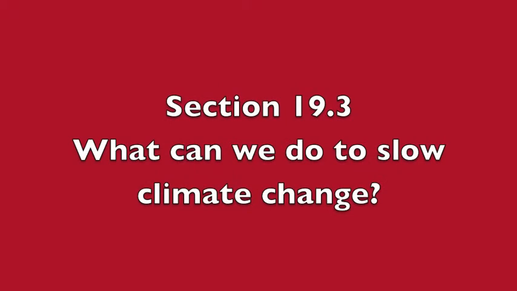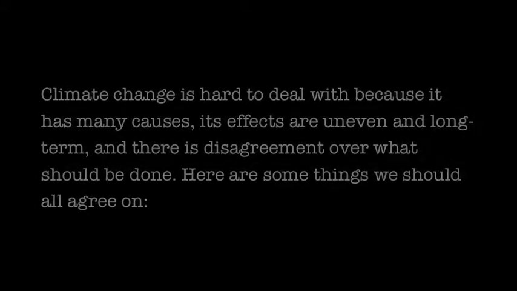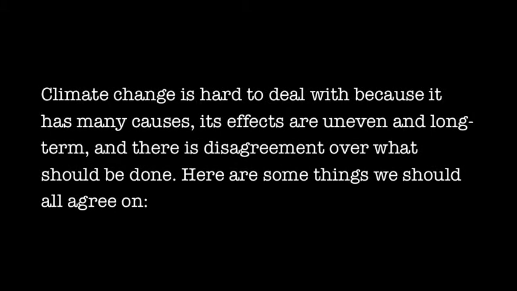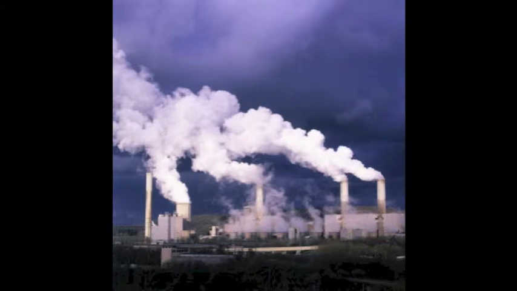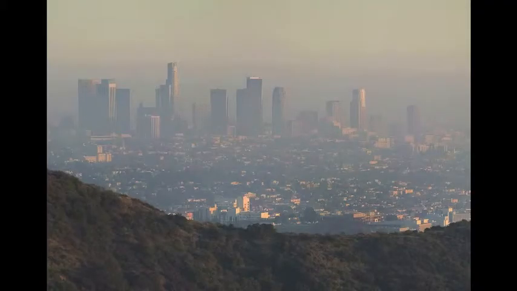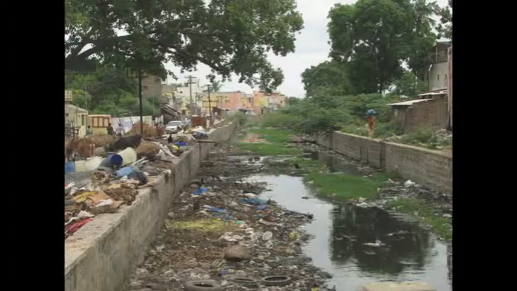Section 19.3. What can we do to slow climate change? Climate change is hard to deal with because it has many causes. Its effects are uneven and long-term, and there's a disagreement over what should be done. Here are some things we should all agree on. The problem is global. The pollutants are all but invisible, and the problem is only apparent as there are gradual changes over a long period of time, and the effects will last just as long.